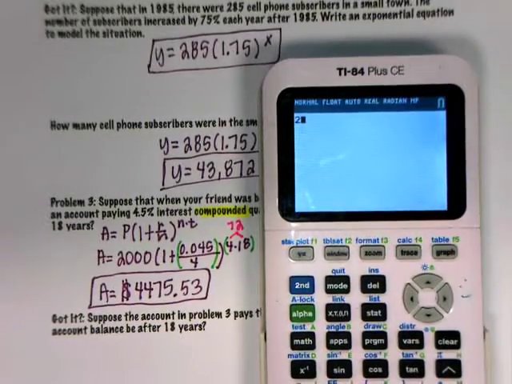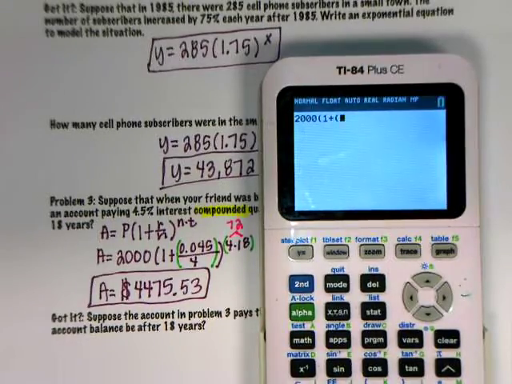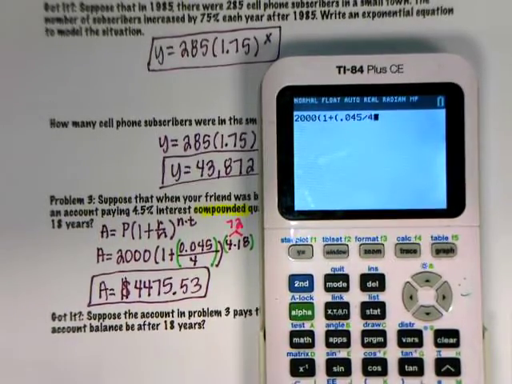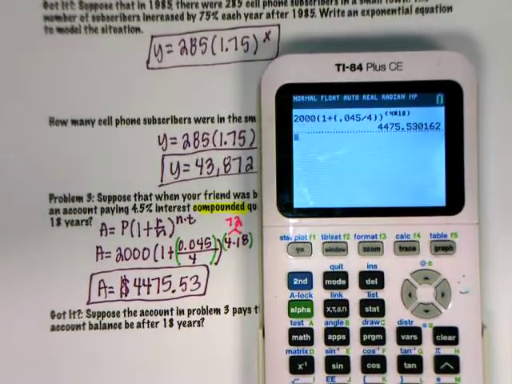You would do 2,000, parentheses, 1 plus parentheses, 0.045 divided by 4, close that set, and then close the whole set. Exponent button, parentheses, 4 times 18, parentheses. And then you'll get the right answer. So it's up to you how you want to do it, in chunks, or by adding extra parentheses to keep the stuff together that needs to go first.